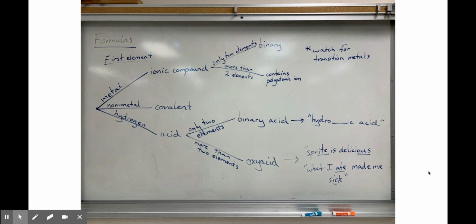So if it starts with hydrogen and it's not something like water or hydrogen peroxide or something like that, then you're dealing with an acid. And if it's only 2 elements, it's a binary acid. So you're going to follow the hydroblank-ic acid format. Remember, that's also because the anion ends in "ide," and my ride has hydraulics. Or if it's more than 2 elements, you must be dealing with an oxyacid. So you're going to find the name of the polyatomic ion and think, Sprite is delicious, and what I ate made me sick. And you're going to change the ending of that polyatomic ion based on those rules, and then you've got your acid name. So again, you're going to just follow the pathway that makes the most sense. And you got to keep those paths separate.